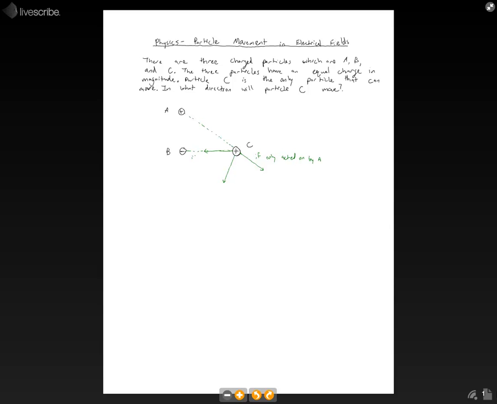This is if it's only acted on by A. And this is if it's only acted on by B. And this again is the sum of both forces, which will actually be particle C's path.